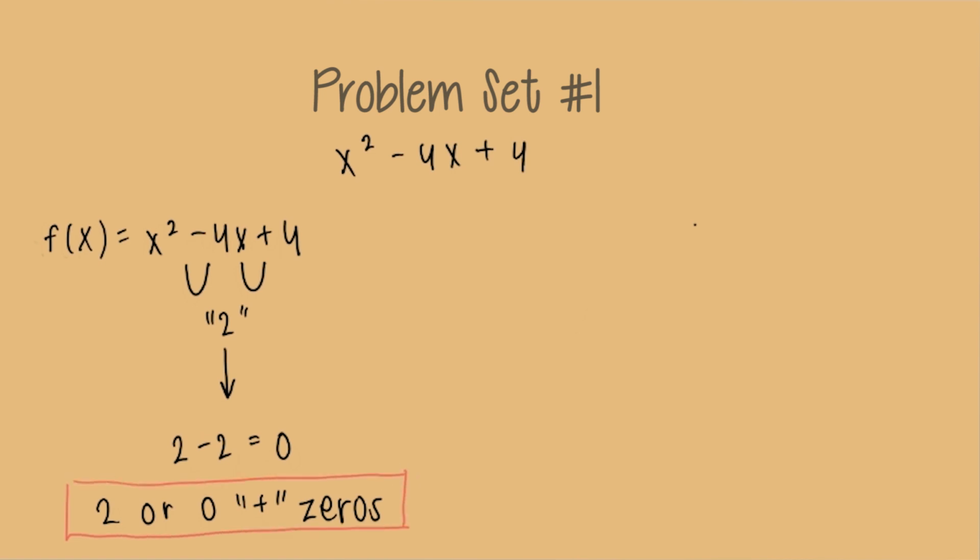Now, we'll be looking for the negative zeros. We must change the sign of the integer of each x by multiplying it by negative. X squared will become positive. Negative x has a negative 4 beside it, so it becomes positive, and 4 remains unchanged. Now you'll get x squared plus 4x plus 4. As we can see, there are no sign changes. Therefore, we get 0 negative zeros.